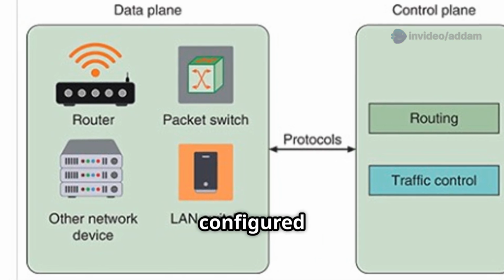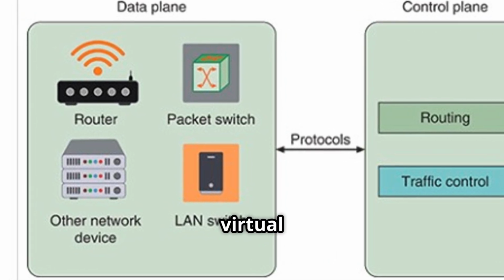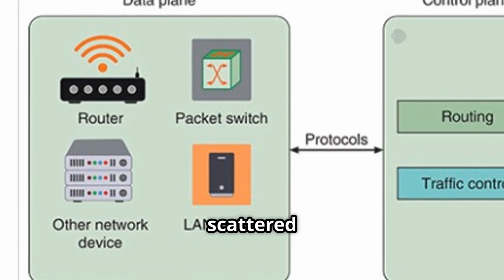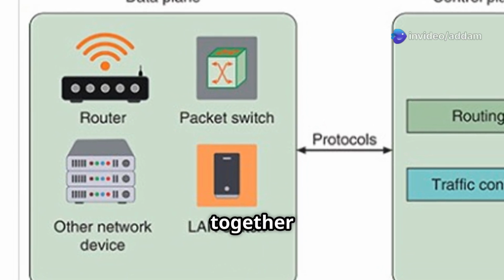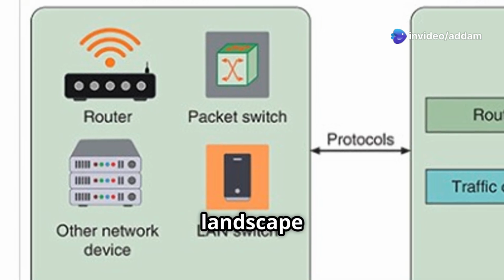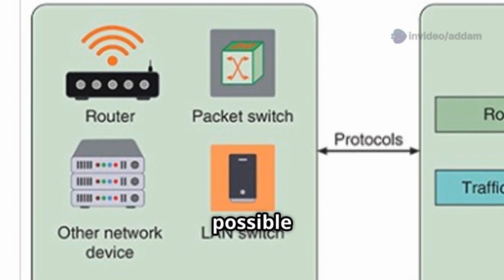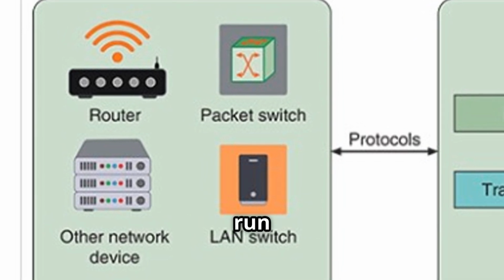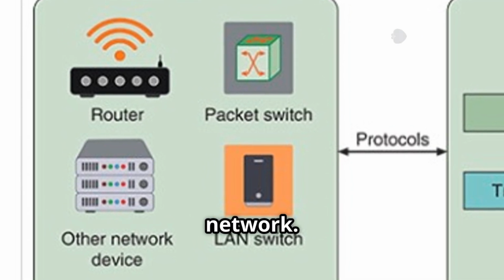Networks can also be configured into logical groups to create a virtual local area network, VLAN. A VLAN allows scattered users to be logically grouped together, even though they are physically attached to different switches. The computing landscape today would simply not be possible without virtualization. Yet VMs and virtual LANs run into a bottleneck, the physical network.